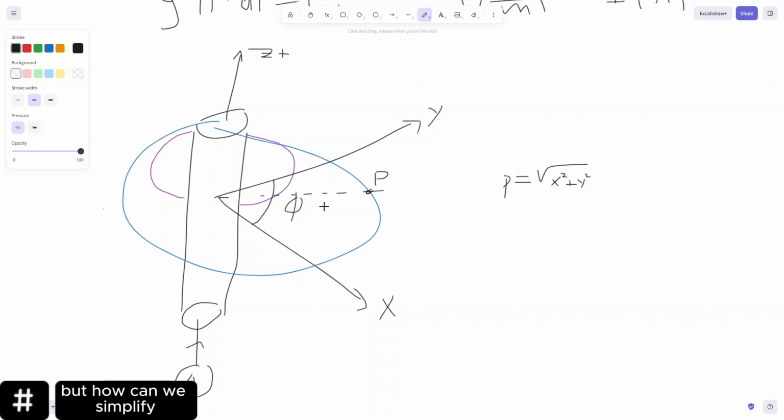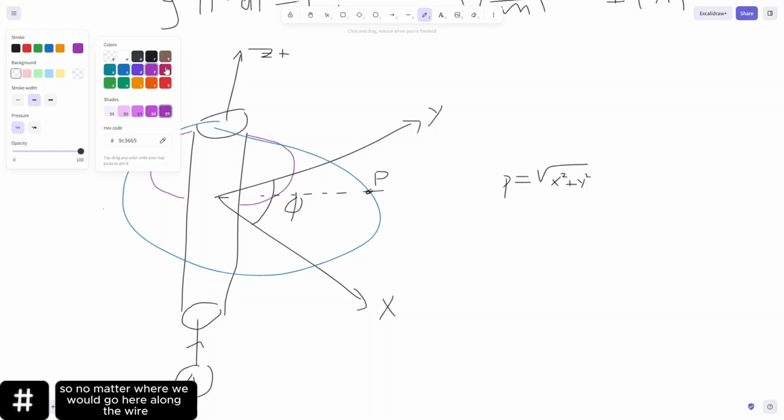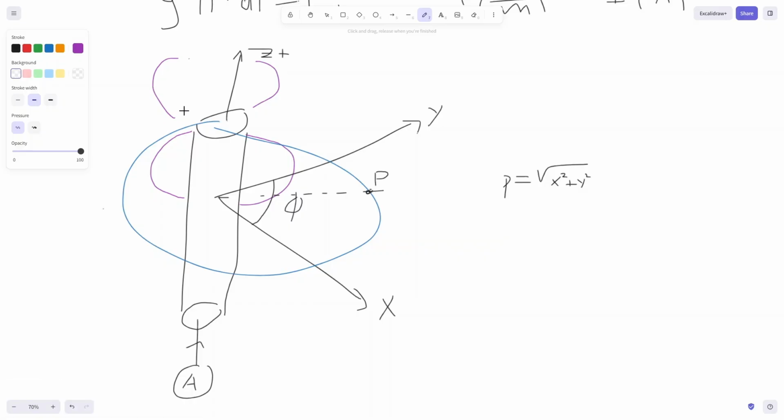But how can we simplify it? We can make some assumptions about the geometry that make this problem way easier. One assumption is that since the wire is infinite in the z direction, the magnetic field doesn't depend on the z axis. It doesn't have any change in the z axis. It's the same along the whole wire. No matter where we go along the wire, we would see the same magnetic field strength.